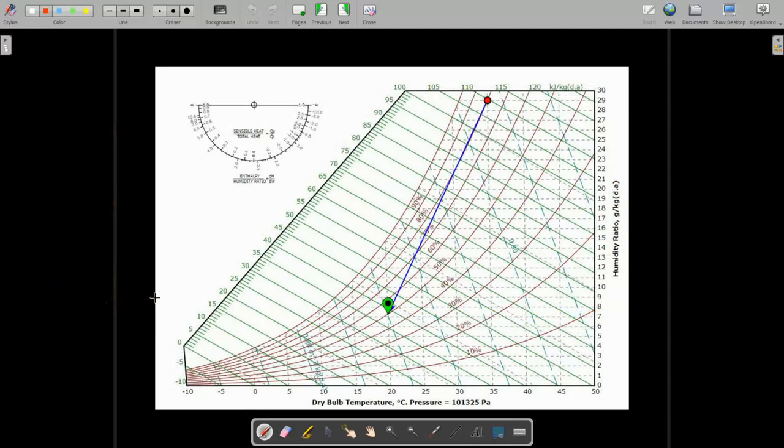Similarly, this is for Chennai, because I have already plotted it on the psychrometric chart. This is the initial condition of Chennai, and this is our final desired condition. Here we see that temperature is decreasing from 35 to 20, and relative humidity is also decreasing, so it is a cooling and dehumidification process.